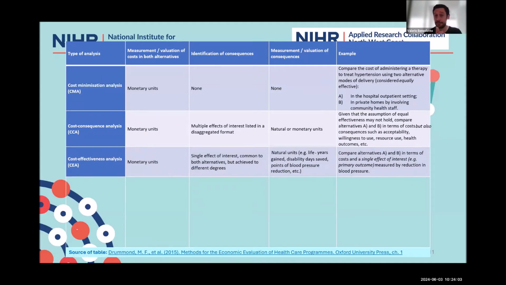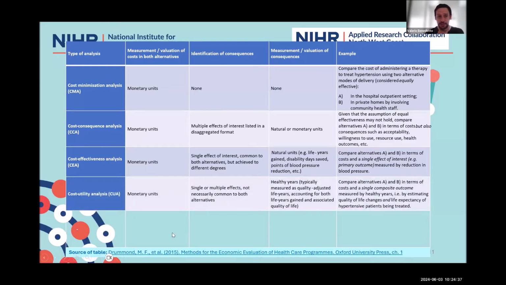So in this area, which is hypertension, we are trying to identify whether the interventions were differing in terms of a reduction in blood pressure, which is very relevant for people with hypertension. So that's the single effect of interest we are trying to focus on here. And implicitly, the outcome of the cost effectiveness analysis will be cost per point reduction in blood pressure, for example.